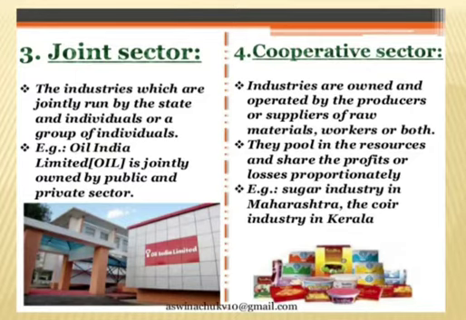Example, Oil India Limited. Cooperative sector industries are owned and operated by the producers or suppliers of raw materials, workers, or both. They pool in the resources and share the profits or losses proportionately. Example, sugar industry in Maharashtra, the coir industry in Kerala.